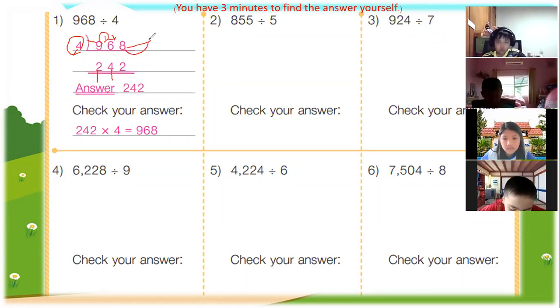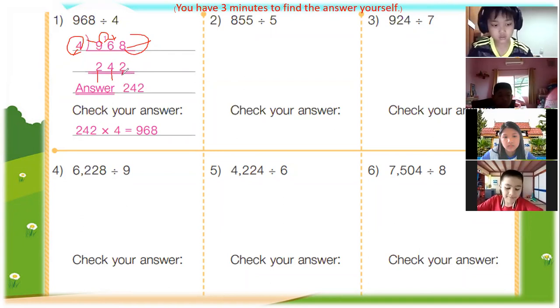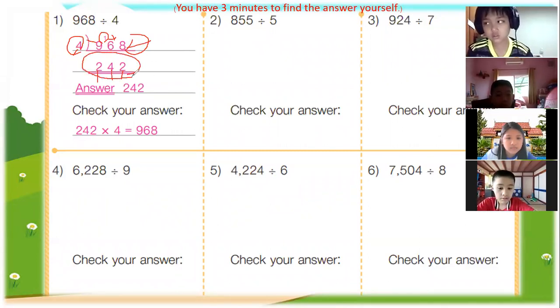Now we come to the 1 place. At the 1 place we have 8 ones. Now we use the table again. 4 multiplied by 1 is equal to 4, 4 multiplied by 2 is equal to 8. So 2 we are going to write here, and 8 minus 8 is equal to 0. So that means we have the quotient 242. Okay, students, you understand that?